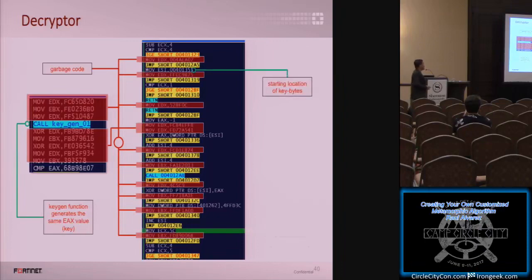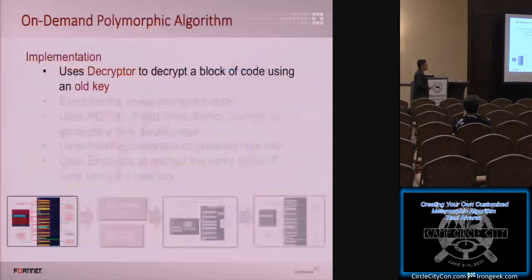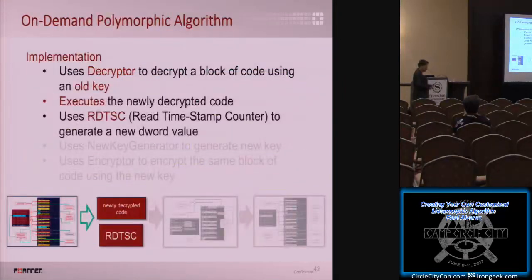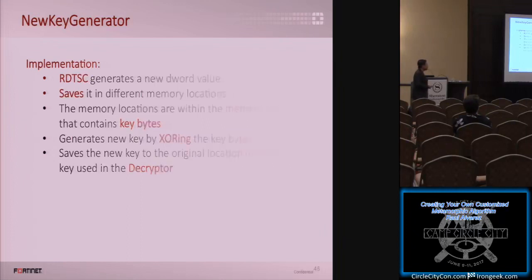And then this one generates the key. It decrypts the function, and then it executes the function. This is the actual XOR decryptor, and afterwards it runs the execution. So it executes the newly decrypted code, and then it uses the RDTSC instruction. It gets the timestamp in order to generate a new key. To generate the new key, all you have to do is use the RDTSC, save it somewhere, and then use the key bytes, and now it XORs back. It uses the same code.